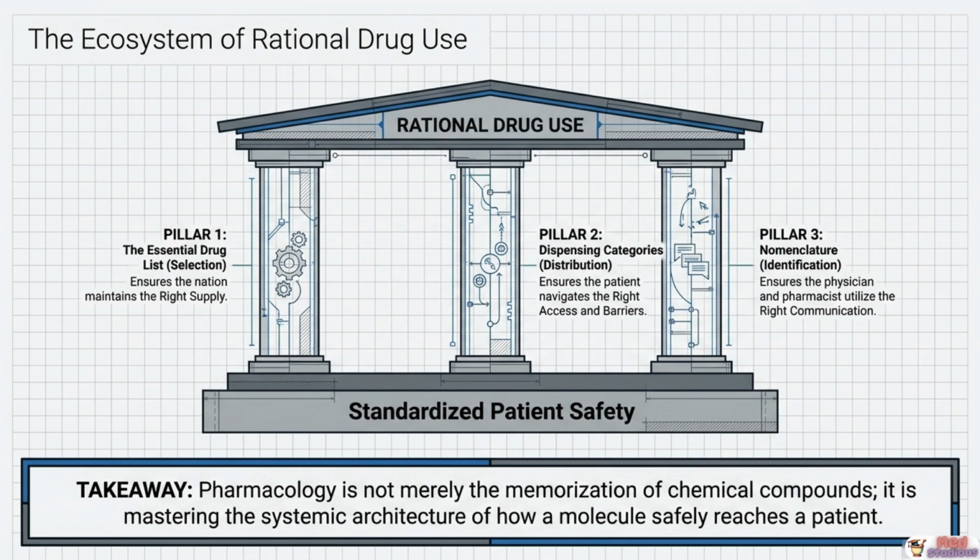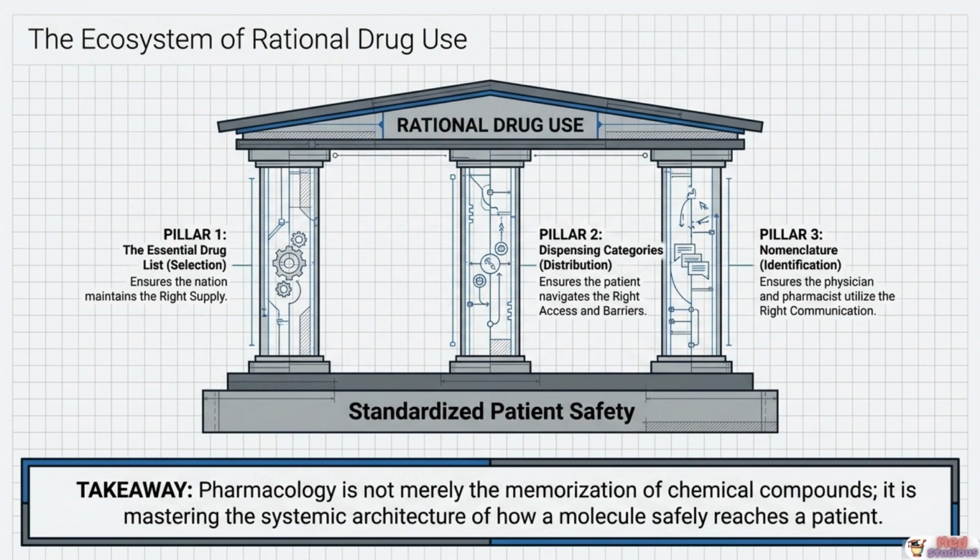We now arrive at the synthesis, the final architectural view that unites everything covered in this lesson into one coherent system. The goal of every structure we have studied, the essential drug list, the dispensing classification framework, and the nomenclature system, is a single overriding objective: rational drug use. Rational drug use is defined by the WHO as the prescription of the right drug to the right patient at the right dose, via the right route, for the right duration, at the right cost.